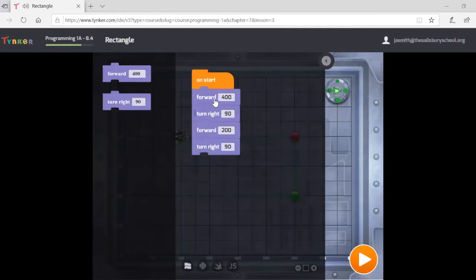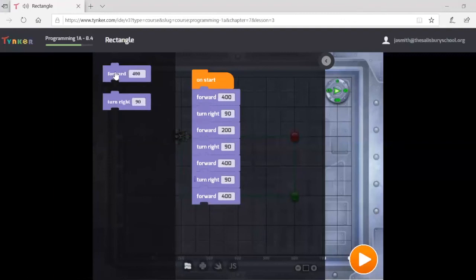We have to complete going around the rectangle. So now we're on our long side again. So it's going to go forward 400, and then we need to turn right again. So let's see how many times this pattern has been repeated. We've got go forward, turn right, go forward, turn right, go forward, turn right. So we've got to go down one more side.